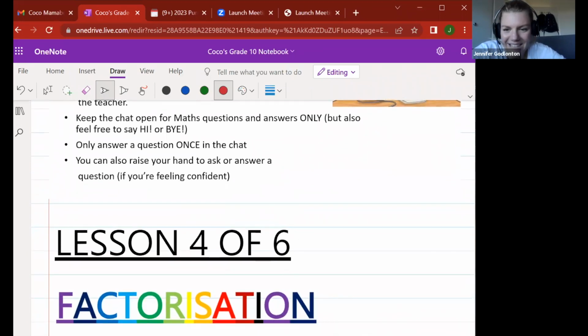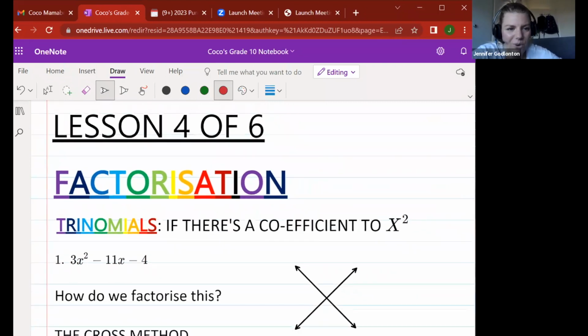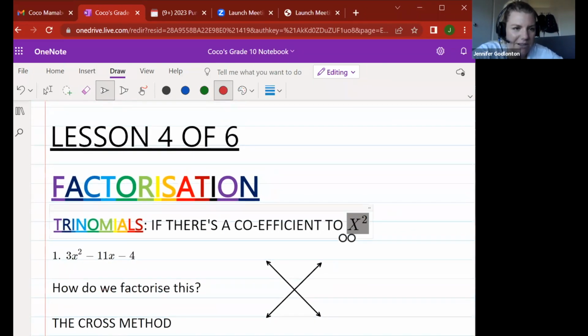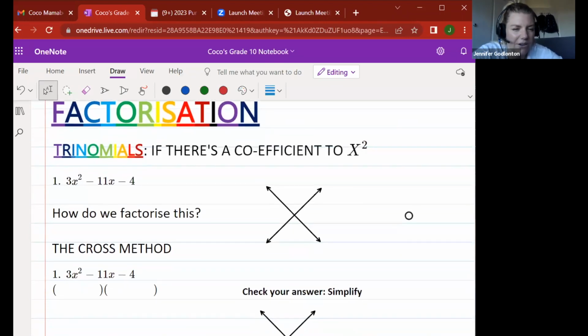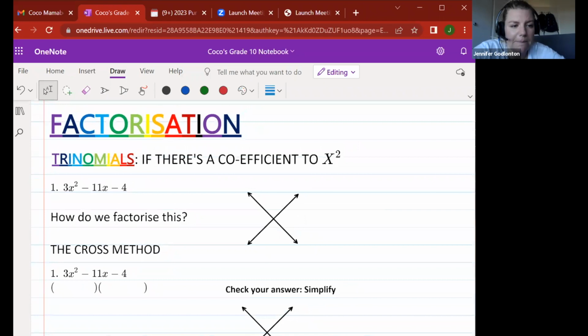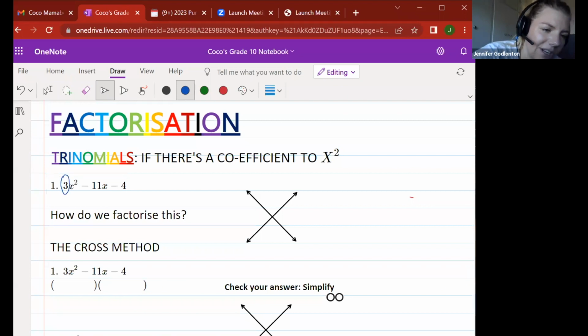Okay, guys, we're going to get going in our factorization journey. So we are on lesson 4 of 6, and we are going to be looking at how we can factorize when we have a coefficient in our first term. So if you have a look over here, what we mean by coefficient is you've got a number that's chilling over there. We've got a 3.